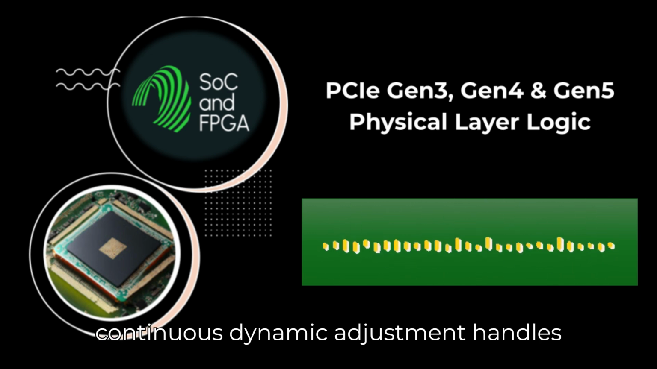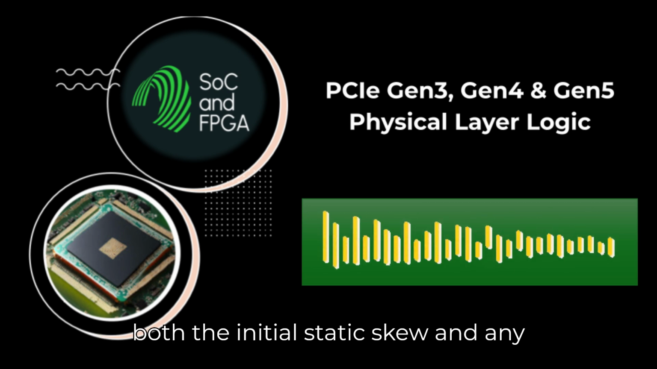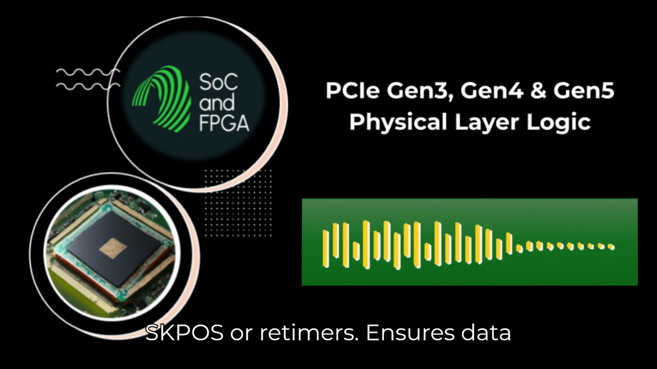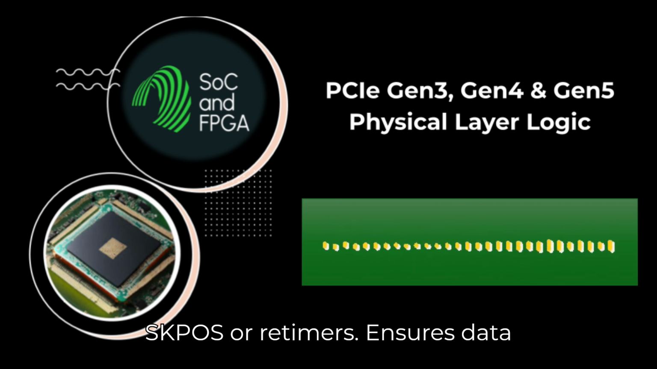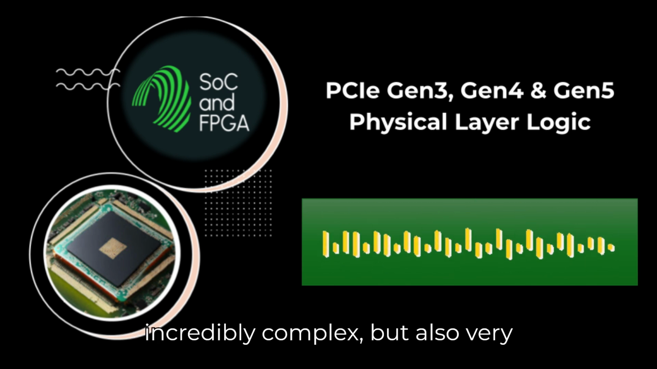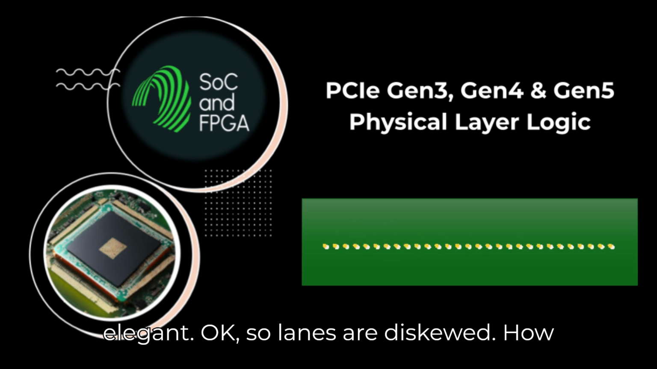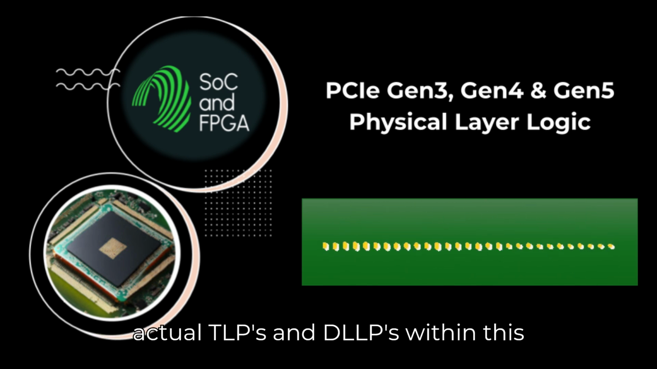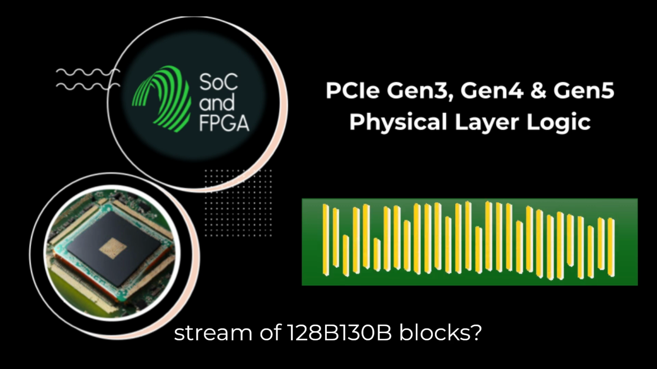This continuous dynamic adjustment handles both the initial static skew and any dynamic skew that crops up later from SKPOS or retimers, and ensures data integrity across the lanes. That sounds incredibly complex, but also very elegant. Okay, so lanes are deskewed. How does the PHY then deal with framing the actual TLPs and DLLPs within this stream of 128B/130B blocks?